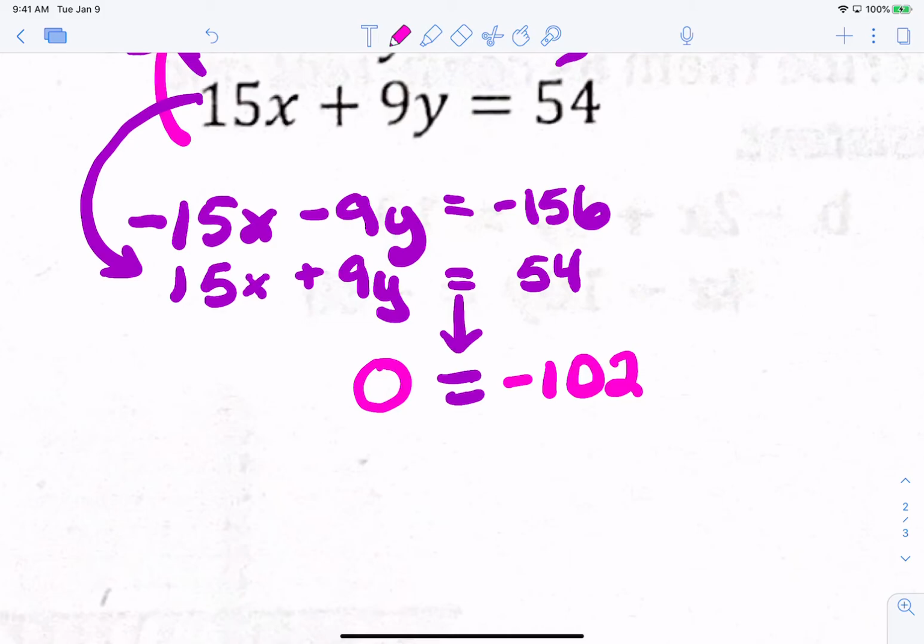Okay, so look at what we have right now. We have something that says 0 is equal to negative 102. Does it need to be 0 or less than? Nope, it always stays equal to. So how does that make sense? 0 is equal to negative 102. It's parallel. It doesn't make sense. 0 is never equal to negative 102. So in this case, there are 0 solutions, right?